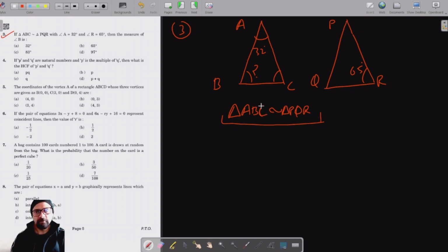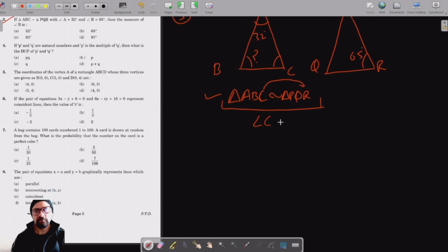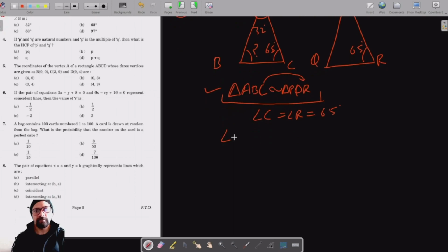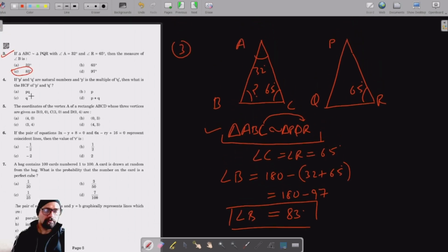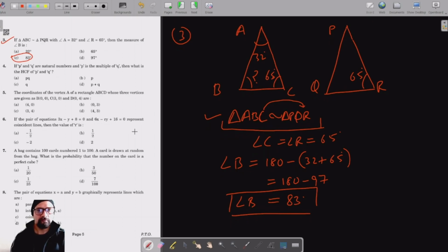The corresponding angles of similar triangles are equal. So if you look at the symbolic form, angle C is equal to angle R, which is 65 degree. Now we have to find angle B. So angle B is equal to 180 minus 32 plus 65, and 32 plus 65 is 97. 180 minus 97 is 83. So angle B is equal to 83 degree, and C is the correct option. Let's move on to question number 4.